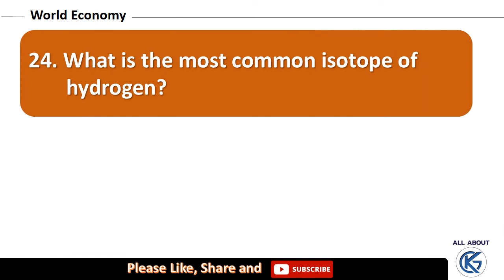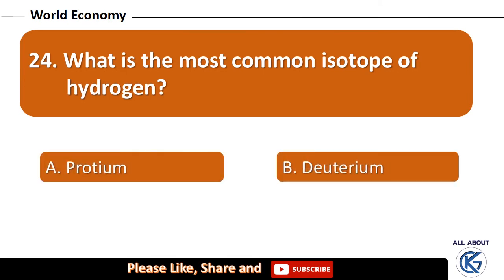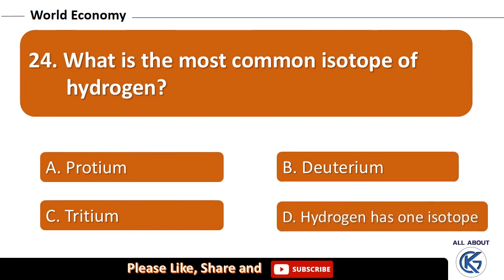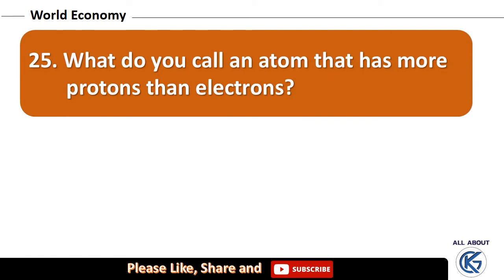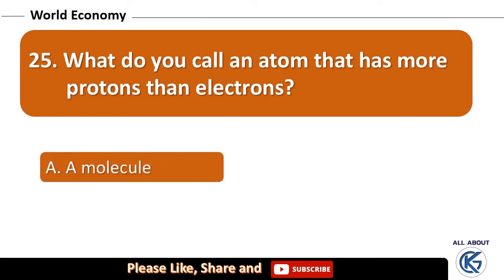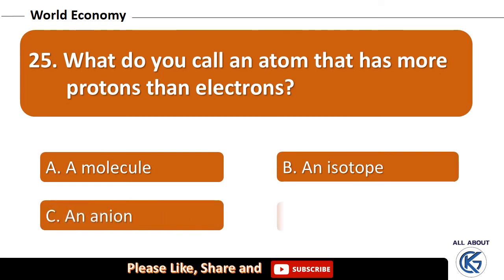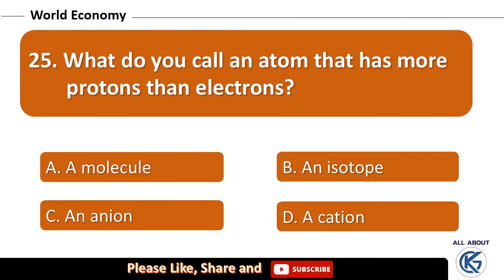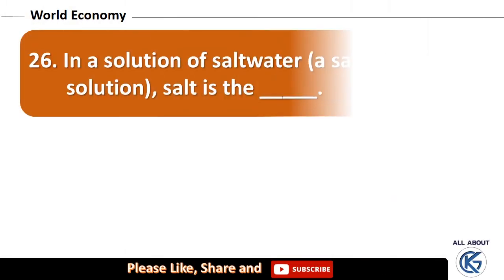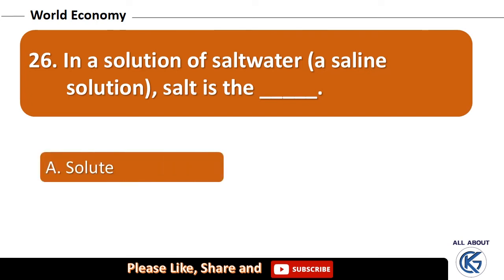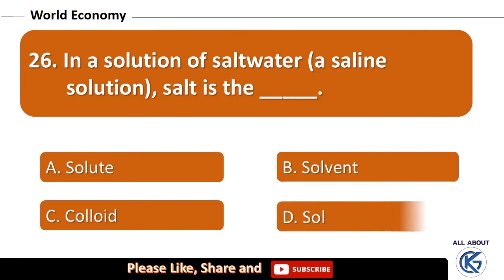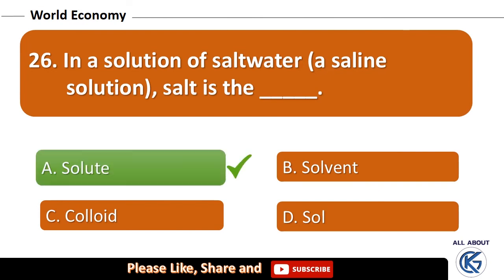Question number 24. What is the most common isotope of hydrogen? The options are protium, deuterium, tritium. Hydrogen has one isotope. The right answer is protium. Question number 25. What do you call an atom that has more protons than electrons? The options are a molecule, an isotope, an anion, a cation. The right answer is a cation. Question number 26. In a solution of salt water, salt is the solute, solvent, colloid, sol. The right answer is solute.